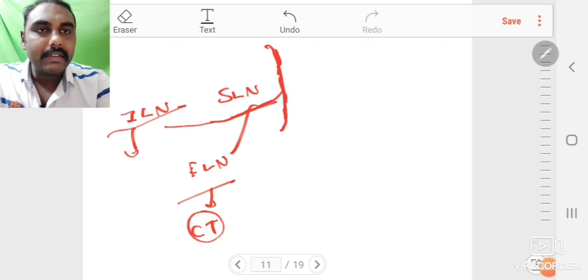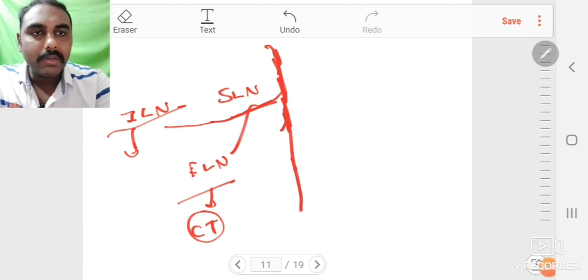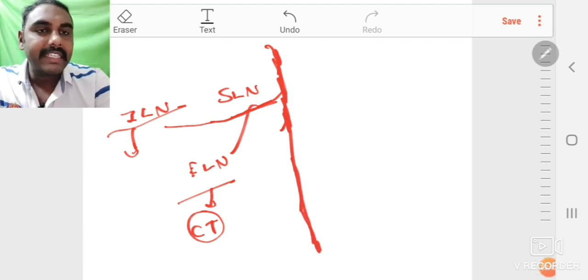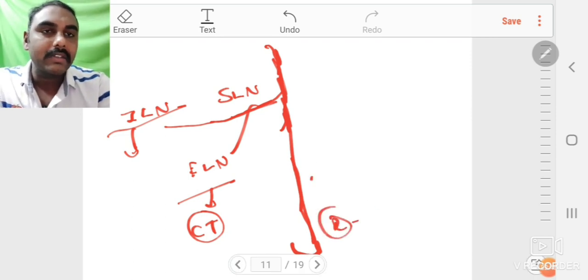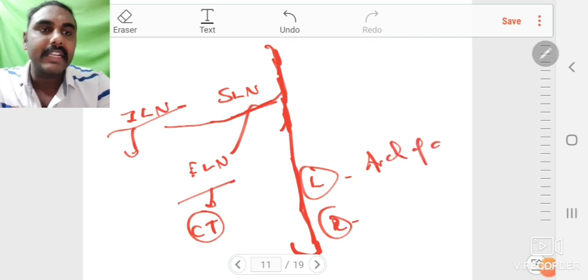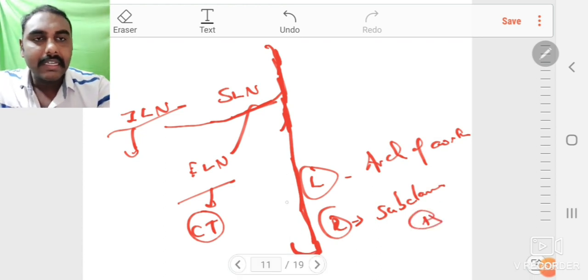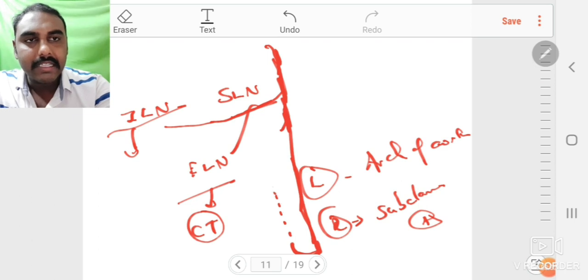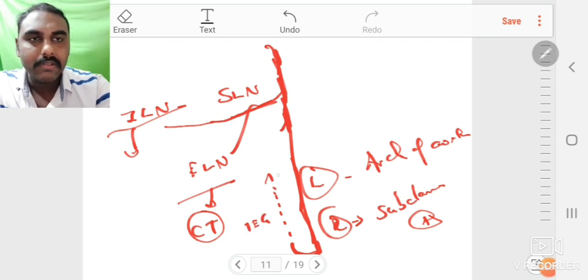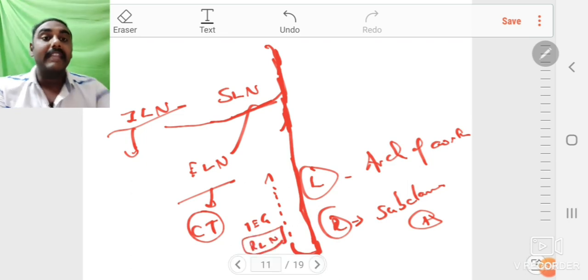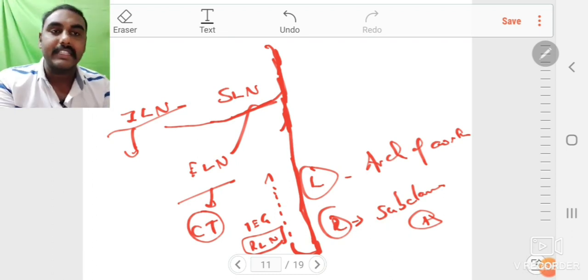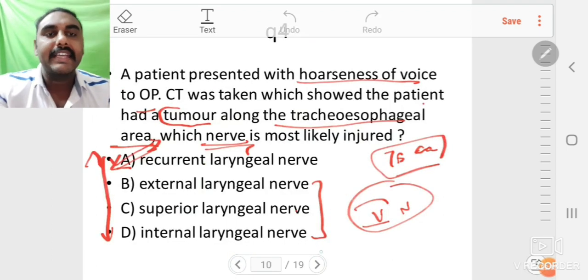Then this vagus nerve runs down and down and down, and then makes a turn. Where does it make a turn? On the left side, it makes a turn along the arch of the aorta, and on the right side, it makes a turn around the subclavian artery. It makes a turn and then runs upward in the tracheoesophageal groove. This part is called the recurrent laryngeal nerve. Recurrent, it recurs again. So the answer is option A, recurrent laryngeal nerve.